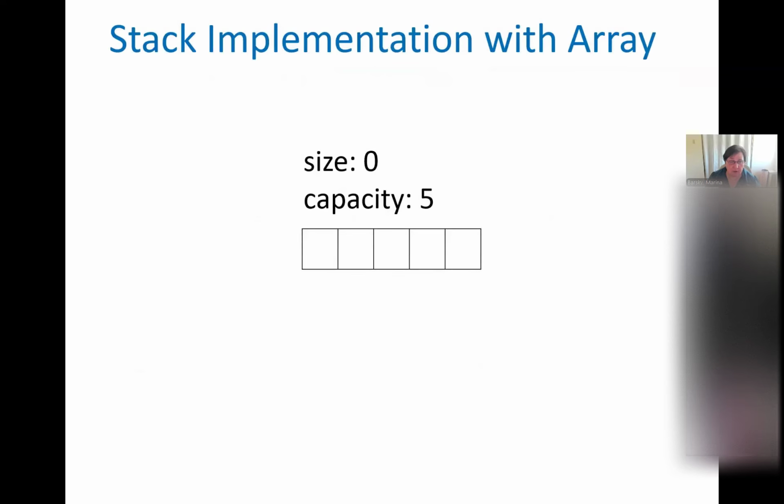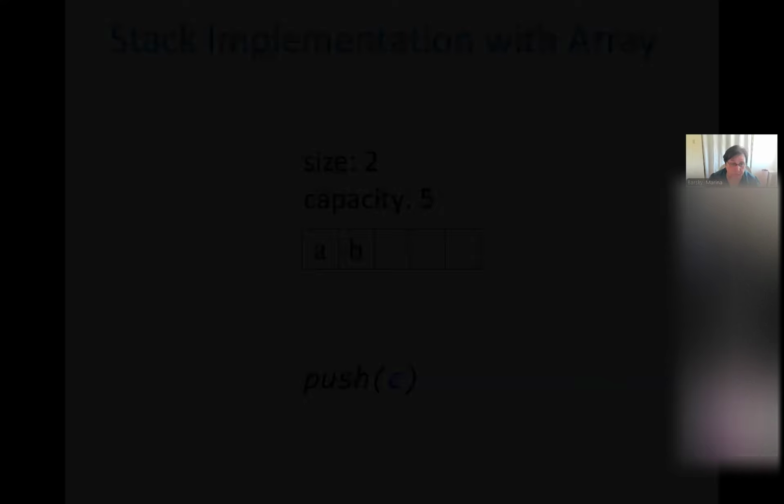Implementation with an array. We only need one end, so we are going to use the end of the array, because that is where the efficient operations happen. Push A: A is added, size is 1. B is added, size is 2, so we always add at position size, you see? If I want to look at the most recently added, that is at position size, at the end of the array. What is on top of this stack? It is B.